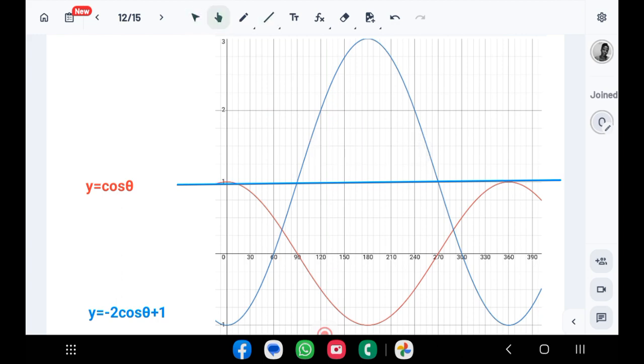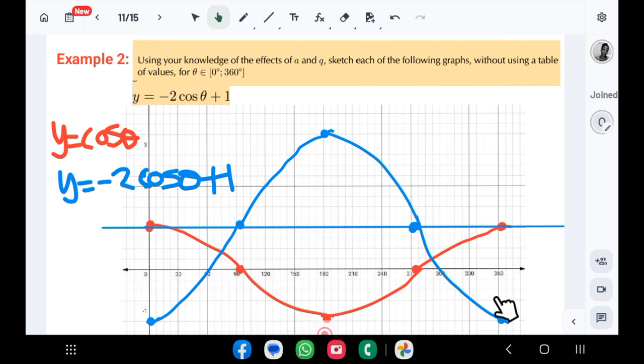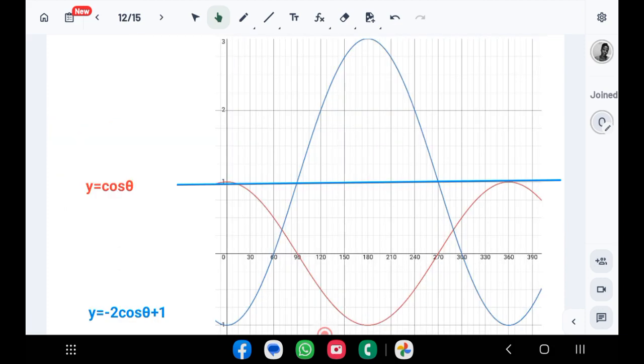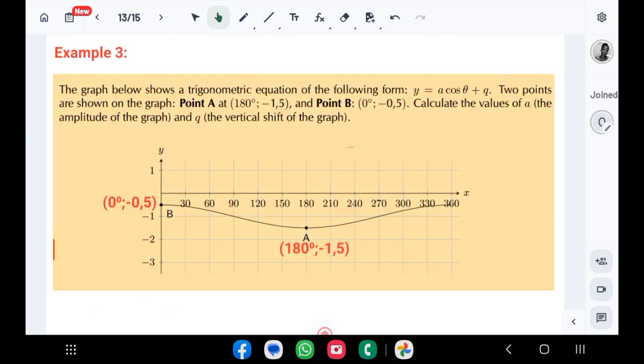And then the minimum turning point should be at negative 1, because it was shifted 1 unit up, and there it is. And that is the correct graph. That's how you draw a graph of y equals a cos theta plus q by inspection, using your knowledge of a and q. Now let's look at question number 3.